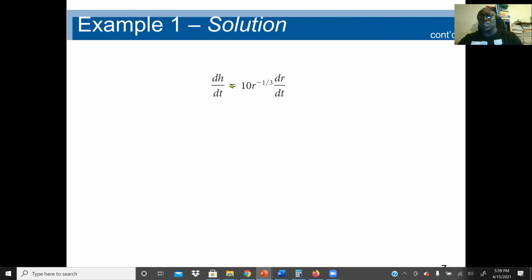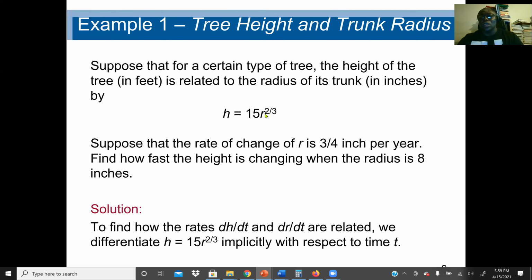So first we say, okay, dh/dt equals 10 r to the power negative 1/3 dr/dt. So we are using the chain rule. Let's go back to the function and we can just plug in. And so first of all, I'm going to find the chain rule for h.